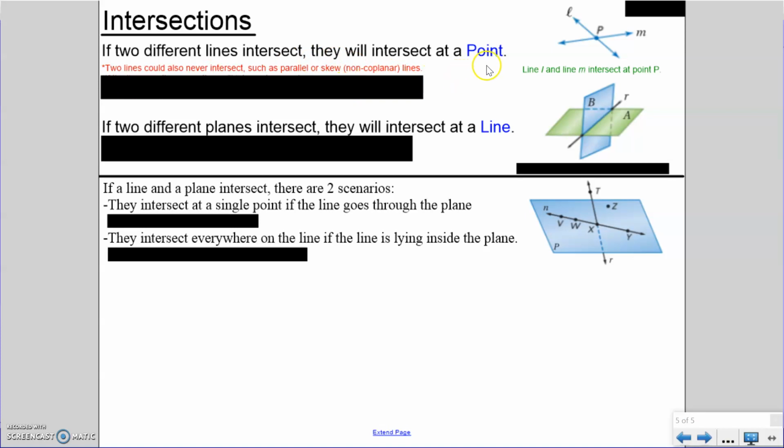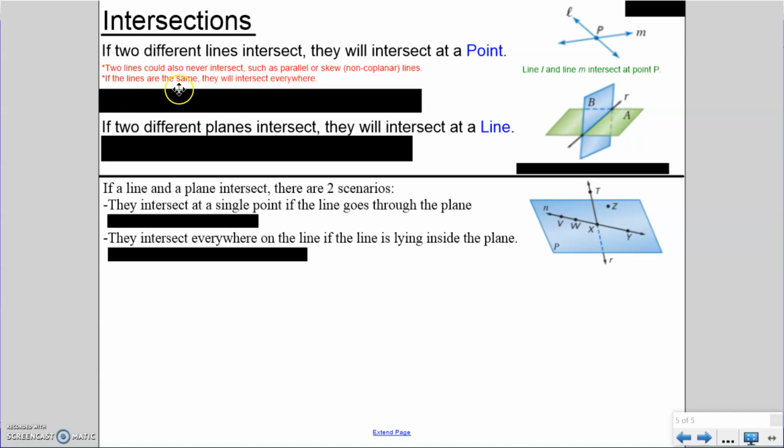Alright, so if they intersect, it will be a point. If they don't intersect, then it's probably because they're parallel. And then if the lines are the same, they will intersect everywhere. They're on top of each other overlapping.